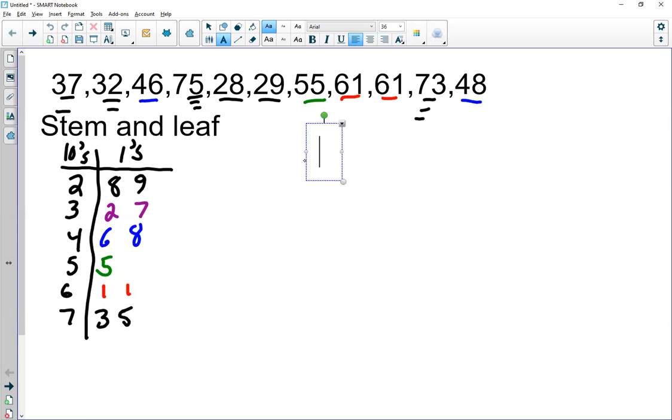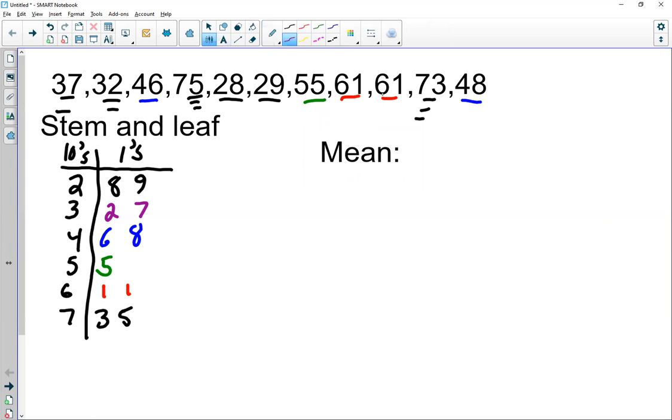Remember, you're just organizing. On the test, I put the stem and leaf plot on top because it's smarter to organize it first before you do everything. So first is mean. We're going to add all this and then divide it. Did anyone add it up already for me? If not, I'll add it up.